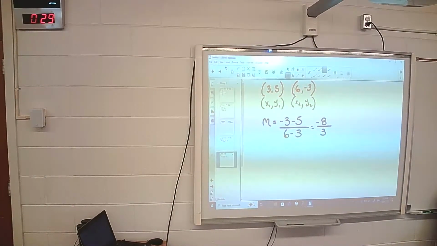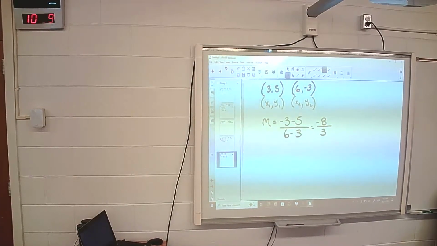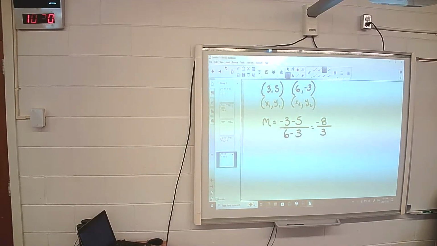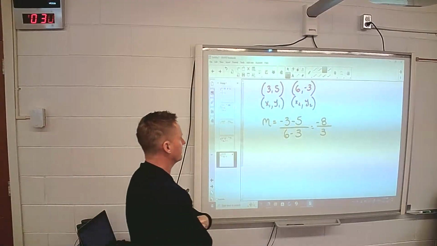So if you were to tell somebody how to go from one point to the next using that slope, what are you going to tell them? 8 down, 3 right. Awesome. 8 down, 3 to the right. That's your slope. Okay. Great work so far.